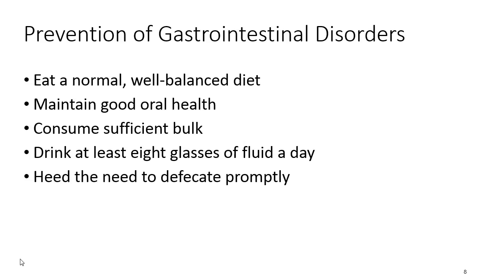How do we prevent GI disorders? Again, eating a normal, well-balanced diet, maintaining good oral health to prevent the infections from occurring in the oral area. Consume sufficient bulk to prevent constipation. Eat or drink at least 8 glasses of fluid a day, and then heed the need to defecate promptly.